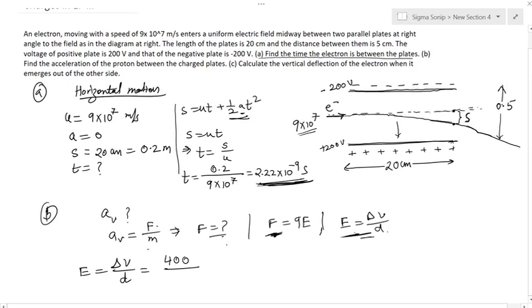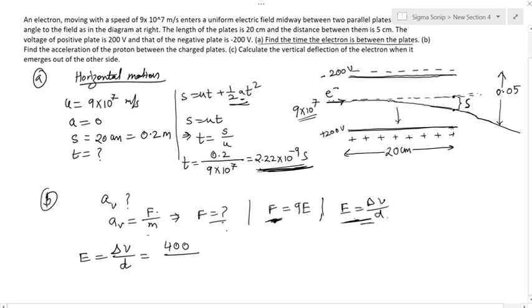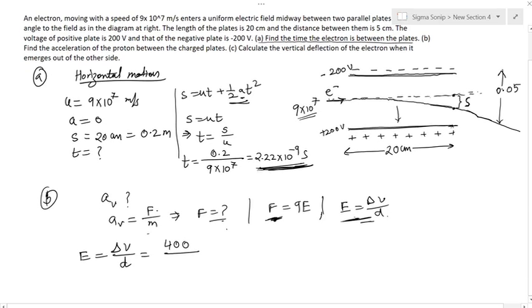D is equal to 5 centimeters. So I didn't write that correctly. It is 0.05. So D is equal to 0.05 between the plates, and that gives me an electric field intensity of 8000 volt per meter. So between these two plates, I got this much electric field intensity. Now I can find force on the electron. Just remember, this electric field intensity is in the vertical direction.